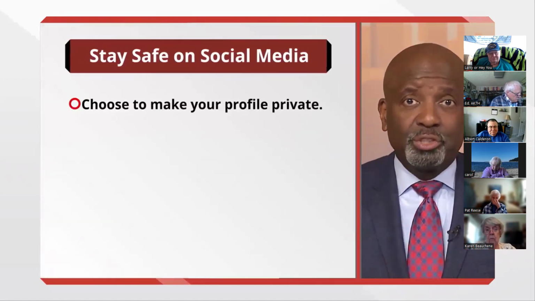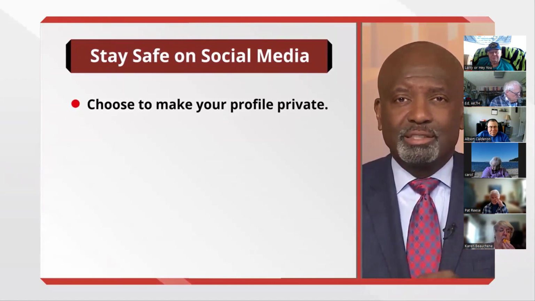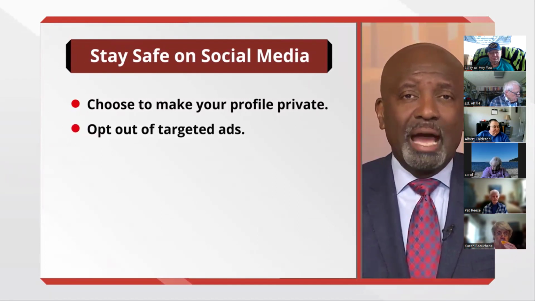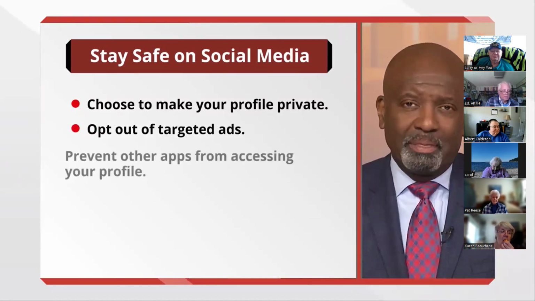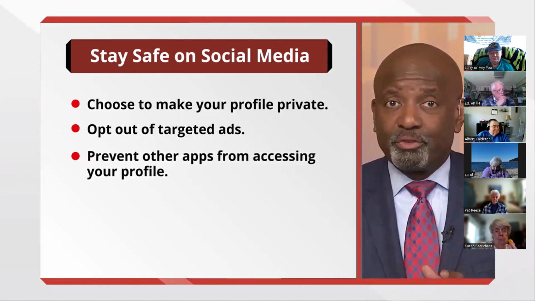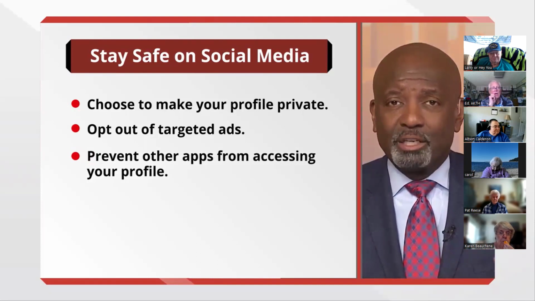But scammers don't have to suck all the fun out of social media. Fortunately, you can adjust your privacy and security settings to make your account more secure and make it easier to stop scams. You can choose to make your profile private, meaning only confirmed friends can see what you post. You can opt out of targeted ads, reducing the chances of a fake one popping up. You can prevent other apps from accessing your profile and avoid linking your account with apps elsewhere.